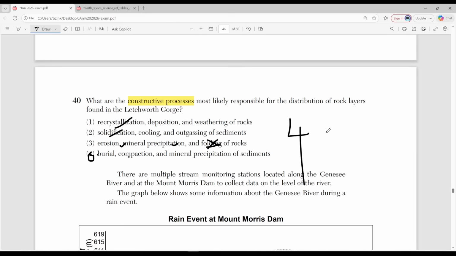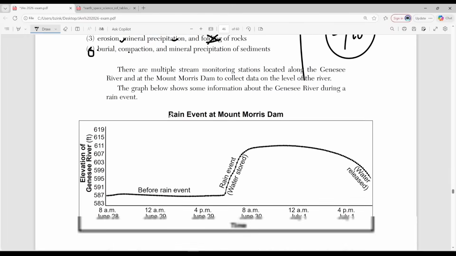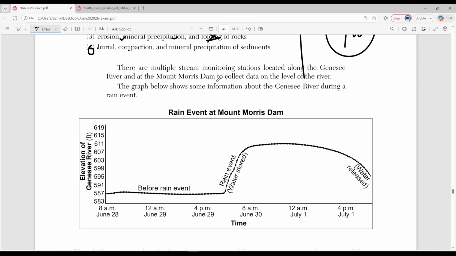44. Sedimentary, easy money. 2 out of 10. There are multiple stream monitoring stations located along the Genesee River and at the Mount Morris Dam to collect data.